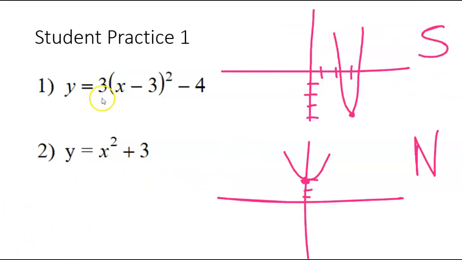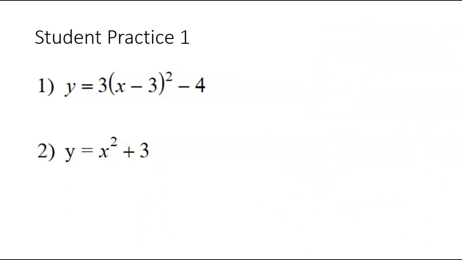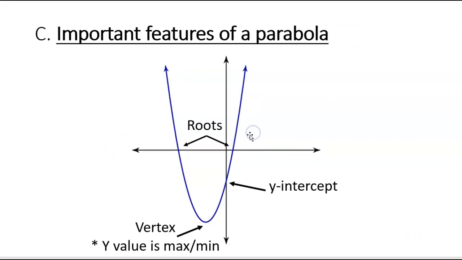Okay, so for number 1 here, your vertex would have been at (3, -4), and it's a happy face parabola, but it's stretched. So I put an S here for stretched. For number 2, the vertex would have been at (0, 3), and it's a normally sized parabola, but a happy face one. So that's graphing in vertex form. And we've already talked about this slide.